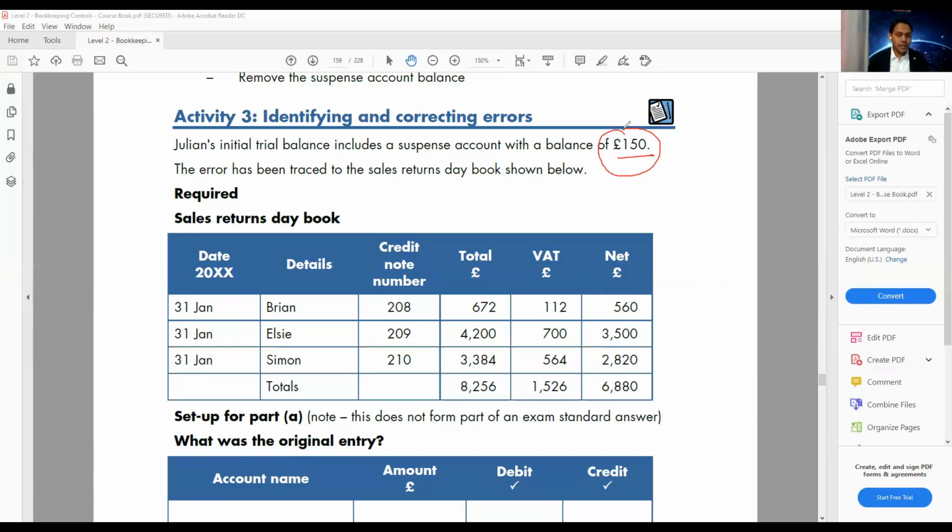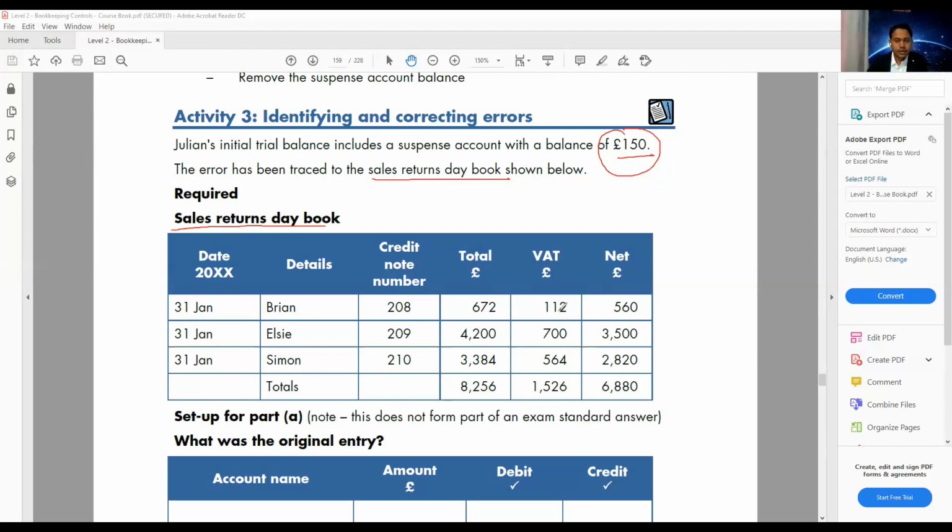The error has been traced to the sales return day book. Now you have identified the error in the sales return day book. This is the sales return day book. Okay. How do we correct that? We ask 3 questions, isn't it? What was the original entry? What should the entry have been? Remove the incorrect one, record the correct one. That's it. And after that, the final job is to remove the suspense. That's fine. Let's do that.